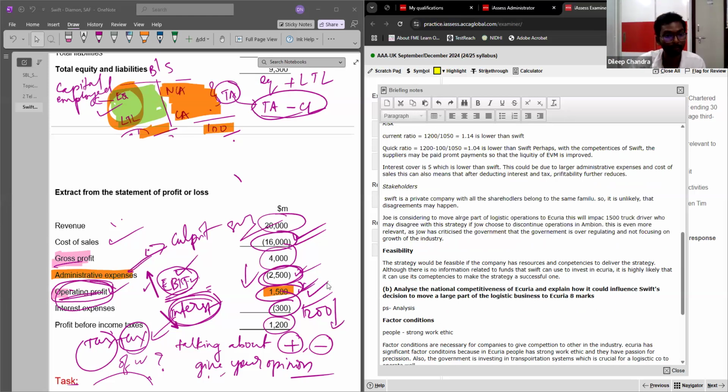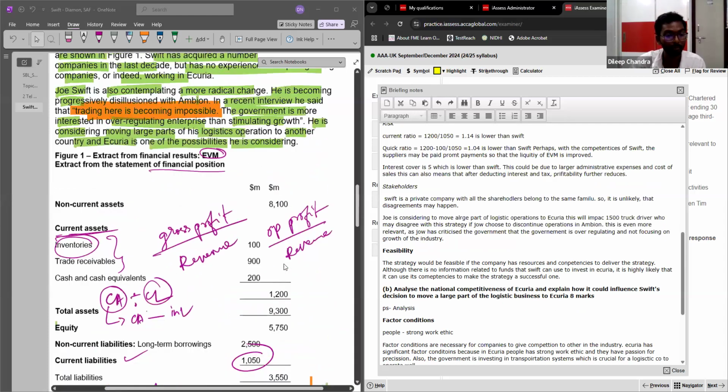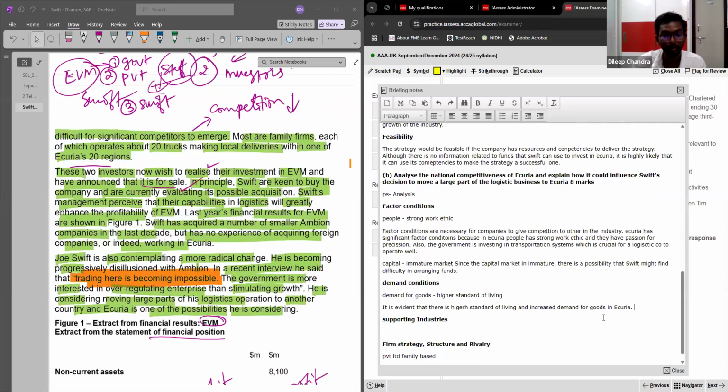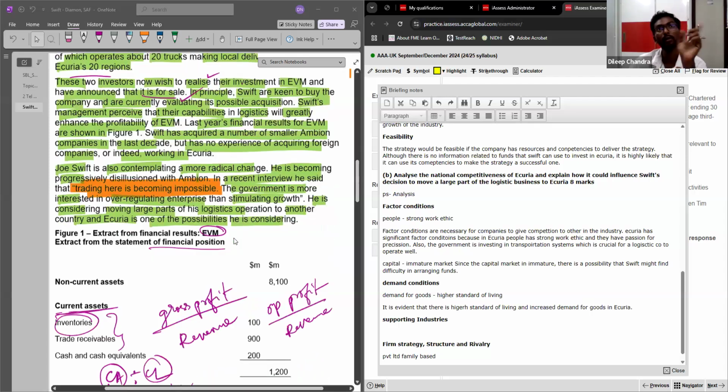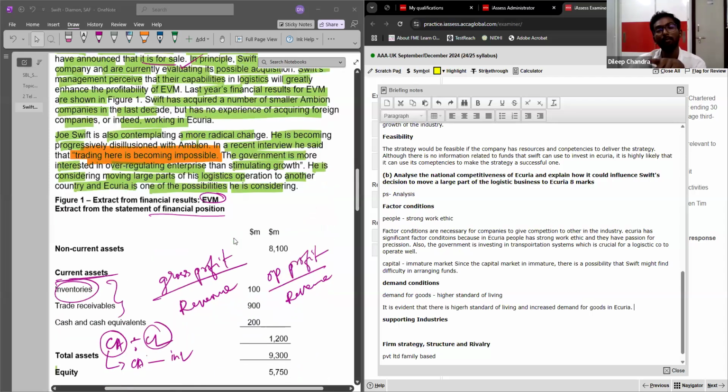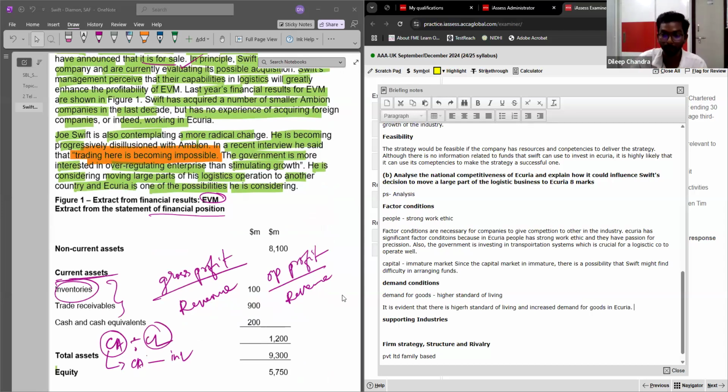So what can be the impact? I've said there is a demand for goods. Okay. What is the impact of this? If there is demand, it will pressure companies to do innovation, right? So demand influences the rate of innovation. Okay, demand influences the rate of innovation.